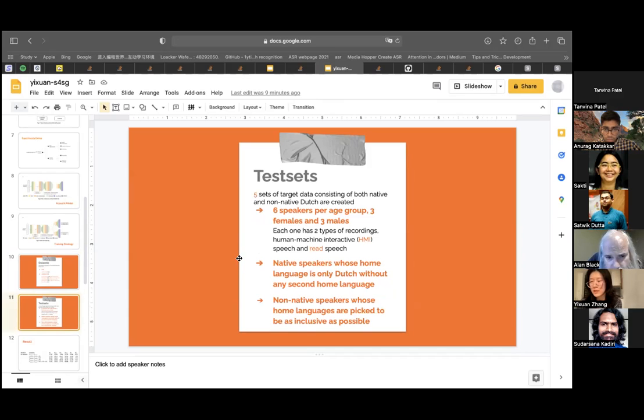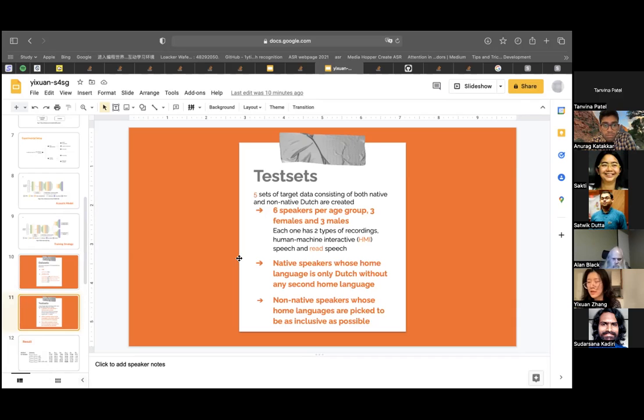So the test sets: 5 sets of target data, which is Jasmine CGN data, consisting of both native and non-native Dutch, are created and used for testing the performance of in-domain training, fine-tuning, and multitask learning. There are 6 speakers, 3 males and 3 females per age group in the test set. Each one has 2 types of speech recordings: human-machine interactive, HMI speech, and read speech. For native speakers, only those whose home language is Dutch without any second home language are chosen. And for non-native speakers, the mother languages are picked to be as inclusive as possible.